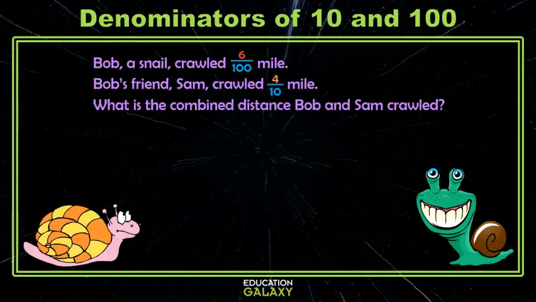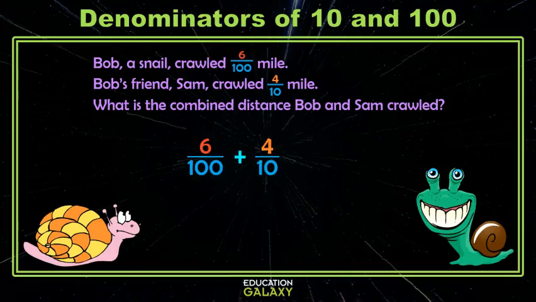Here, Bob the snail crawled 6 100ths mile, and Bob's friend Sam crawled 4 10ths mile. Now we want to know the combined distance, a total. To find this total, this combined distance, we need to add our two fractions. Well, here we have our 100 and our 10. What will we do now?